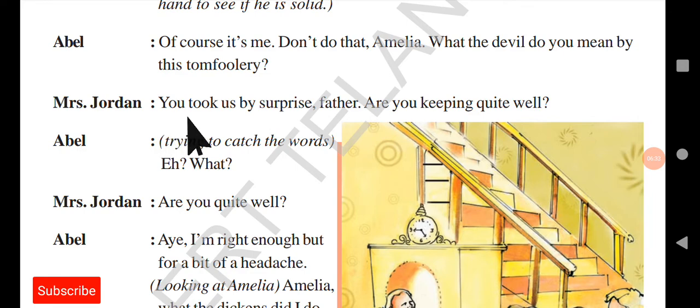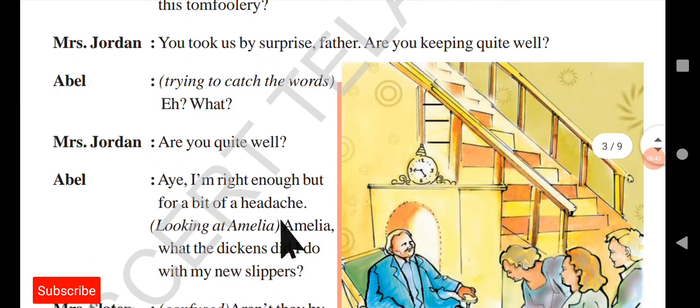Mrs. Jordan: "You took us by surprise, father. Are you keeping quite well?" Abel: "What? Are you quite well?" Abel: "Yeah, I'm right enough, but a bit of a headache." So looking at Amelia, he asks, "What the dickens did I do with my new slippers?"